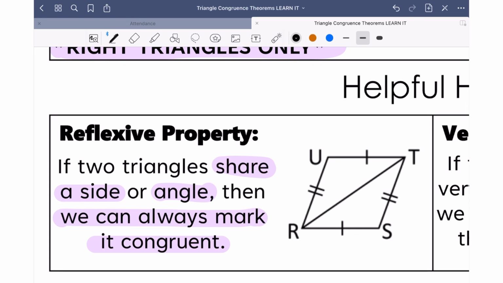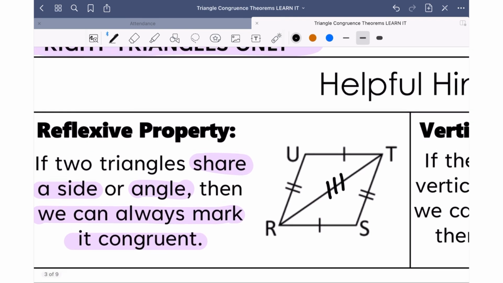So I can mark it with my pencil and say that that side is congruent for both of them because it's the same side. It is what it is. It is the side, and it is the same side. So they're sharing it, so it is congruent. And that is what the reflexive property says, okay? It's the same for angles.